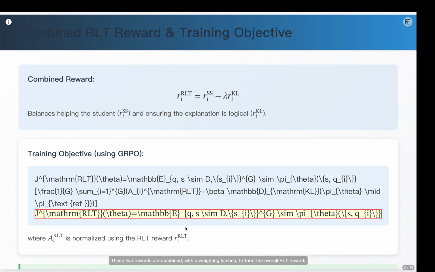These two rewards are combined, with a weighting lambda, to form the overall RLT reward. This balance is crucial. We want explanations that help the student, but also explanations that are themselves logical and interpretable. The training objective then uses this reward within a standard reinforcement learning framework like GRPO. Notice the advantage highlighted: the dense nature of this reward. Unlike the sparse correctness signals in traditional RL, this provides continuous feedback, potentially making learning more stable and efficient. Does this dense signal fundamentally change the learning dynamics?